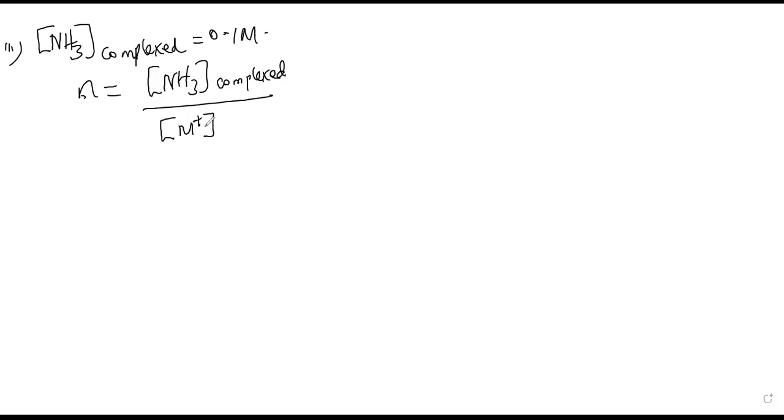So we need to first see, do we have the concentration of the metal ion? So how do we determine that? We are told that 25 cubic centimeters of ammonia solution was added to 25 cubic centimeters of 0.1 molar aqueous solution of metal ions.